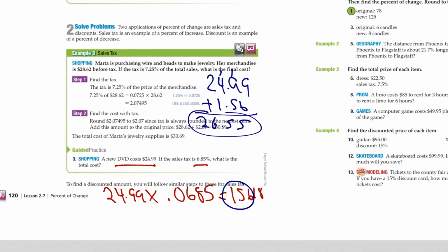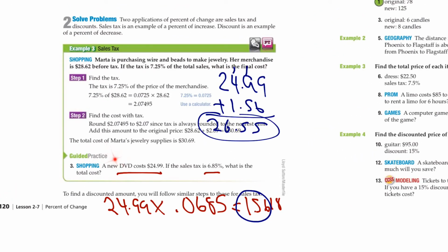All right, guys. So if you look right here for the guided practice, notice it says a new DVD costs $24.99. If the sales tax is 6.85%, what is the total cost? So what I did is I did $24.99 times, notice, 0.0685. Why did I do that?